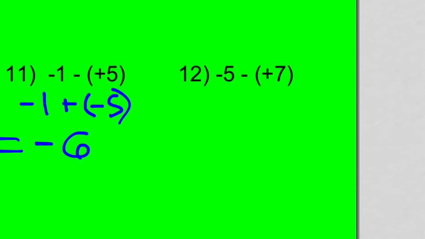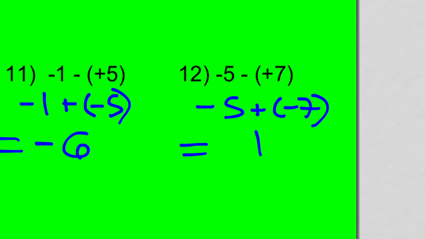And the last question, number 12, negative 5, take away positive 7. Well, subtracting a positive is like adding a negative, so negative 5 plus negative 7. Signs are the same, so you add them, and that's negative 12.